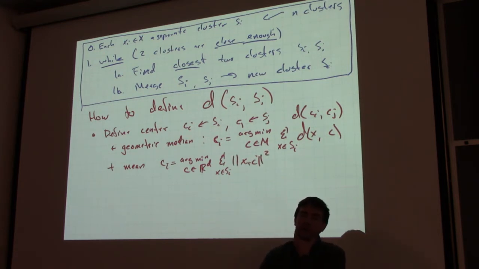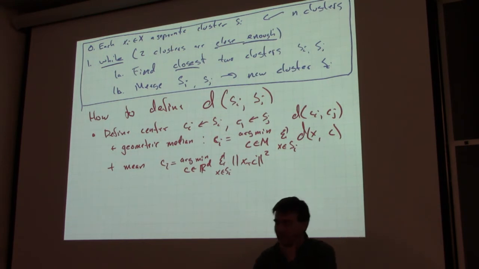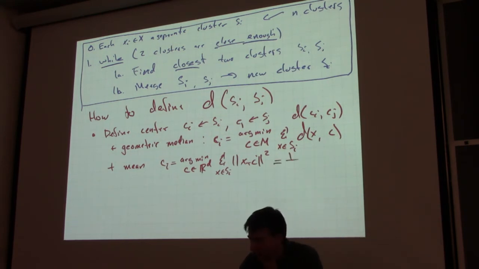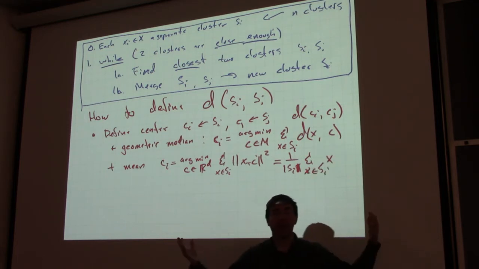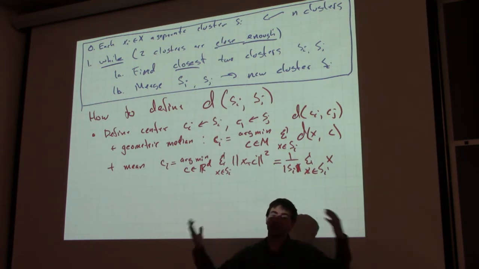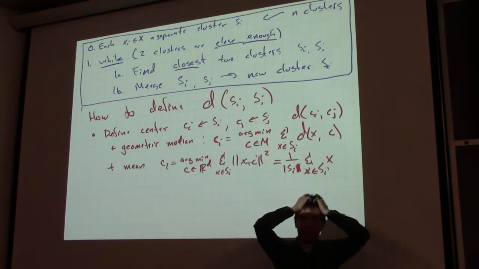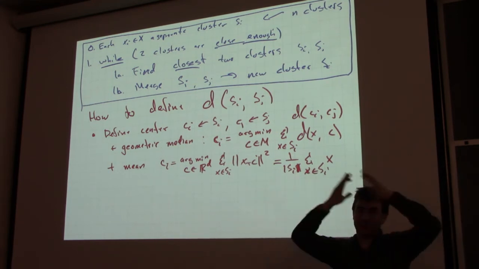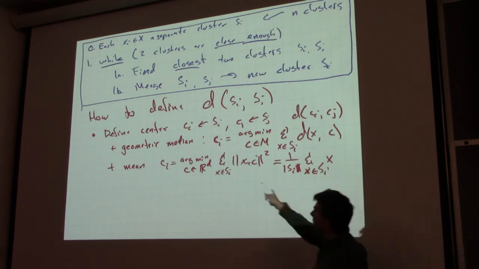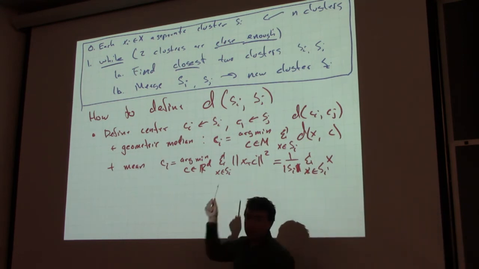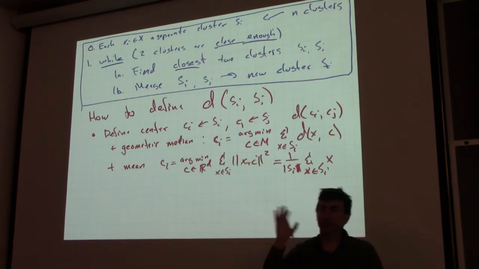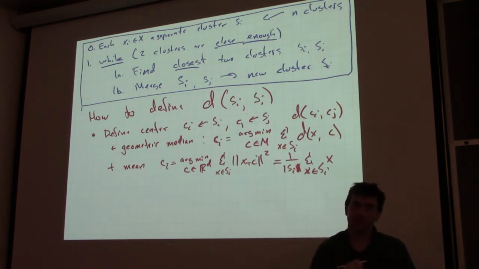Now if I minimize the sum of the squared distances, it turns out it's the mean, which is exactly 1 over the number of points, sum of x in S_i of x. So I'm just taking the average. If I take an average, this generalizes naturally to vectors. I can take the average of vectors element-wise, and that's exactly the point that minimizes the sum of the squared distances. And so this is a very common thing to use.